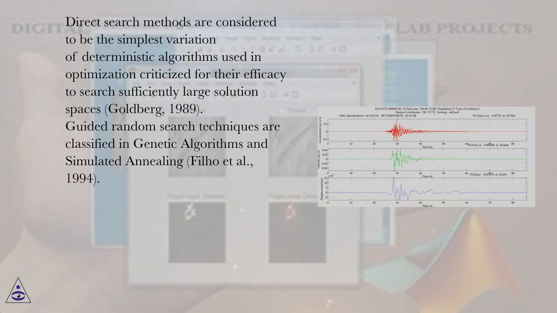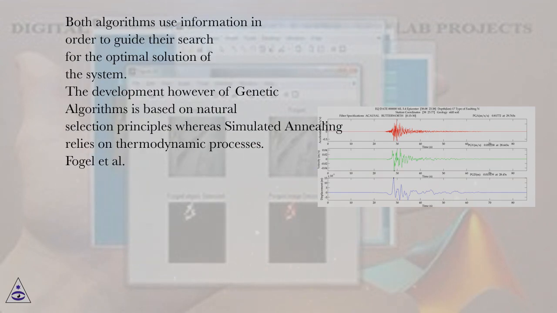Guided random search techniques are classified in genetic algorithms and simulated annealing, Filio et al., 1994. Both algorithms use information in order to guide their search for the optimal solution of the system. The development, however, of genetic algorithms is based on natural selection principles, whereas simulated annealing relies on thermodynamic processes.